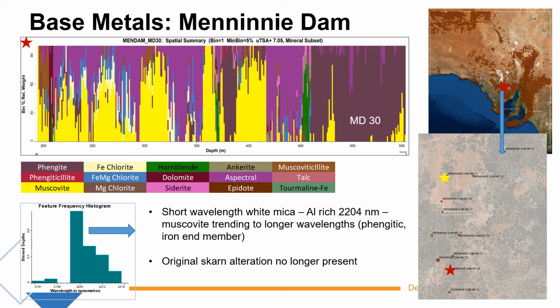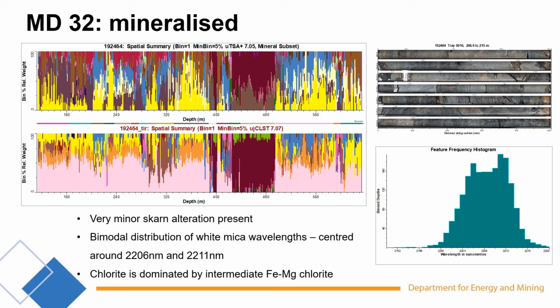In this mineralised hole, we've lost the skarn alteration minerals, and there's a significant increase in white micas, with a decrease in the calc silicates such as talc and carbonate. MD32 is a mineralised hole. There is very little skarn alteration present in this core, and there's some calc silicate alteration around the carbonate at about 450 metres. However, the bimodal distribution of white mica wavelengths could be the less altered rocks versus the altered volcaniclastics, or noting the bimodal nature of the sample.